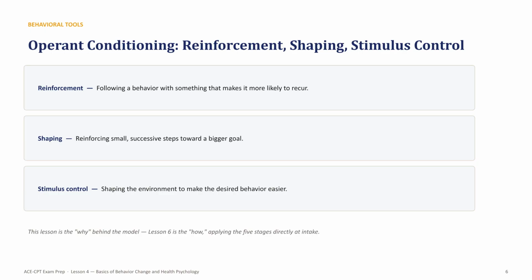Shaping means reinforcing small, successive steps toward a bigger goal, rather than waiting for the whole goal to be achieved before acknowledging progress. You reward the client for the walk around the block before you ever expect them to run a 5K. And stimulus control means shaping the environment itself to make the desired behavior easier, laying out workout clothes the night before or keeping junk food out of the house.